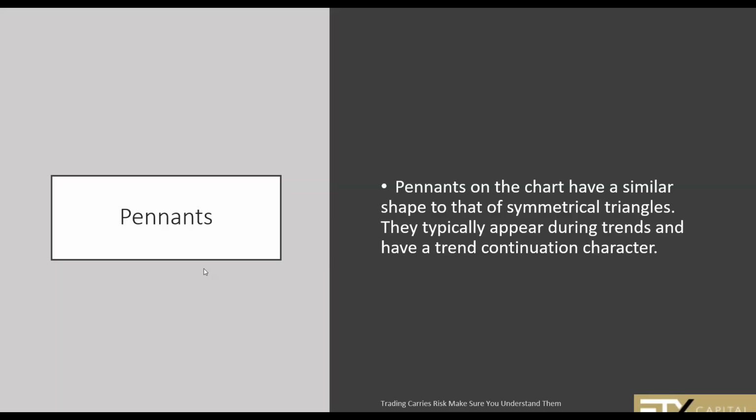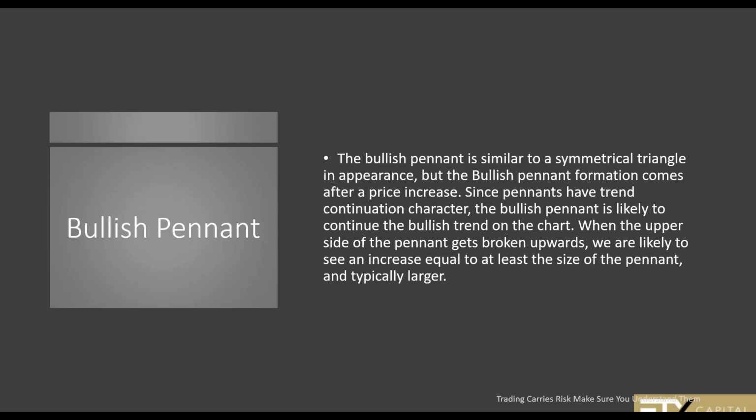Now, pennants on charts. And remember when I showed you the market structure? We had bullish and bearish pennants. Bullish and bearish pennants tend to be, to me, just triangles. And they typically appear during trends and have a trend continuation character. So when you get a pennant, they tend to tell you that the breakout should be in the same direction as the current trend. But again, they're only characteristics. Bullish pennant is similar to a symmetrical triangle in appearance, but the bullish pennant formation comes after a price increase.